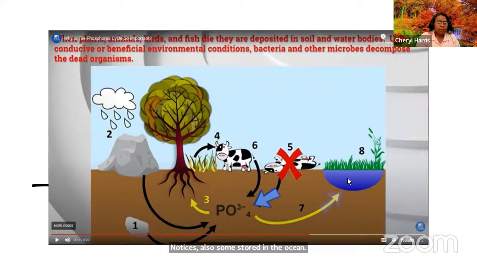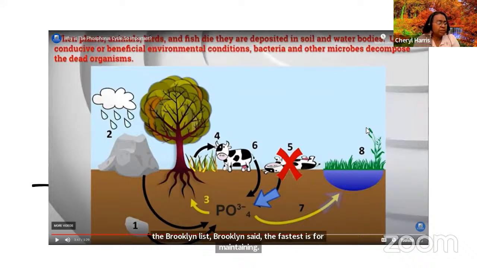All right. Again, the phosphorus is for maintaining activity. Brooklyn said the phosphorus is for maintaining the productivity of ecosystems. Phosphorus is one of the nutrients that helps plants grow. Yes, it is. It helps us to grow too.